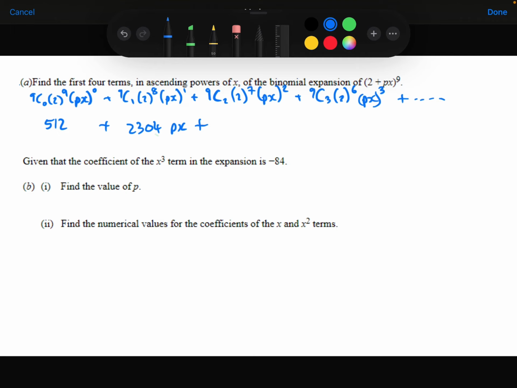Next, we've got 9C2, which on my calculator is telling me that's 36. I've got 2 to the power 7, which is going to be 128. And then I've got the (px) squared, which is p squared x squared. The 36 times 128 is 4,608.